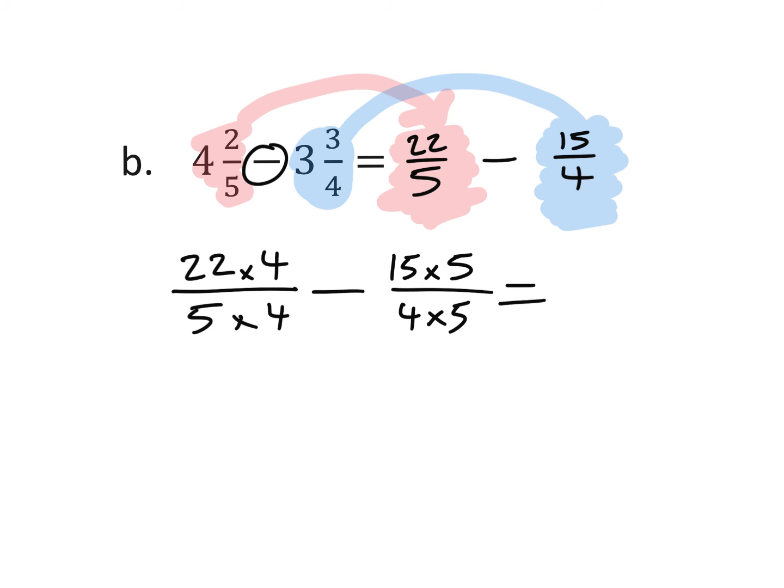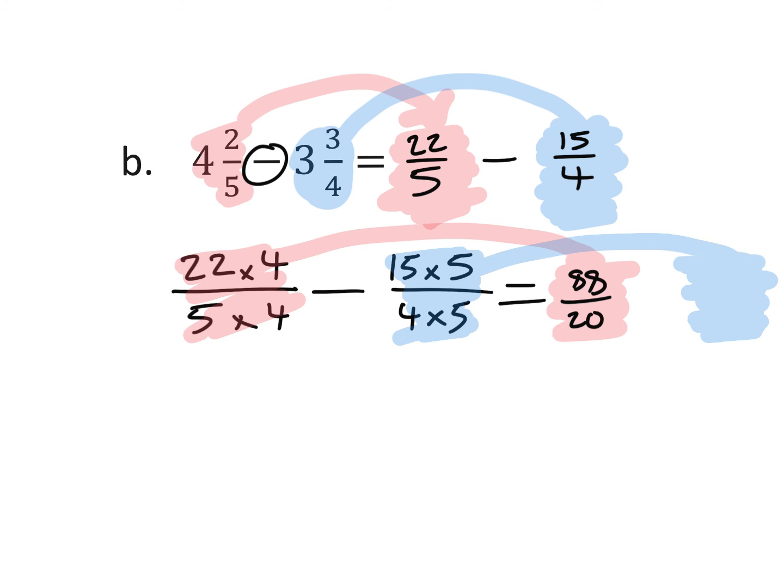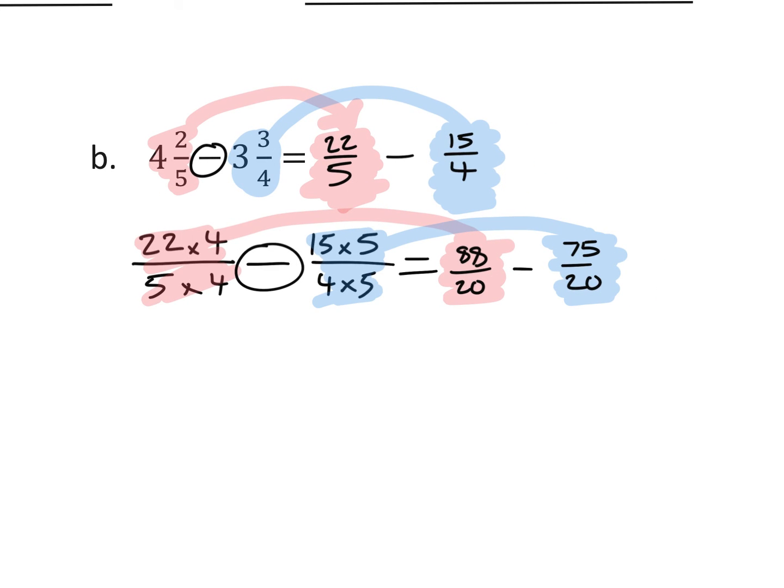So now I'm going to once again take this part and bring it over here. So 22 times 4 is going to give me 88. And 5 times 4 is 20. And then I'm going to do this part right here. And I'm going to carry this over here. 15 times 5 is going to be 75 over 20, and then remember I'm doing subtraction, so bring that over. So now I got 88 twentieths minus 75 twentieths. So 88 minus 75 equals 13 over 20.